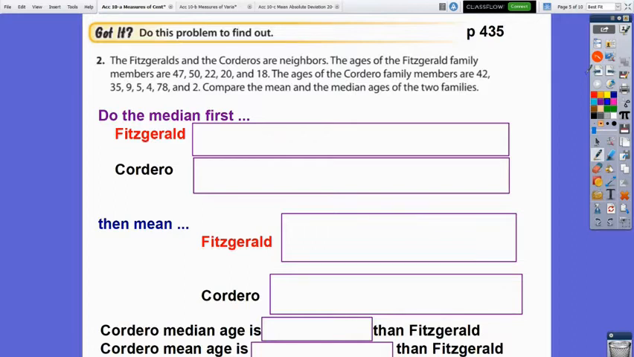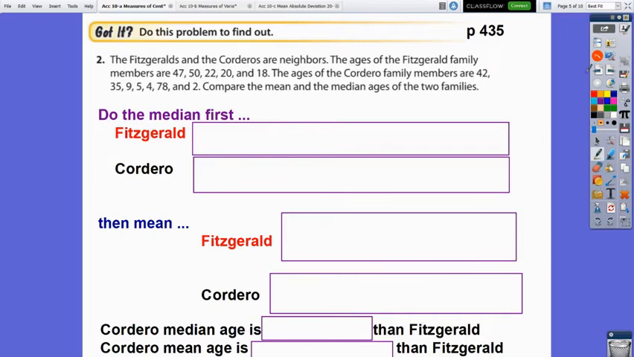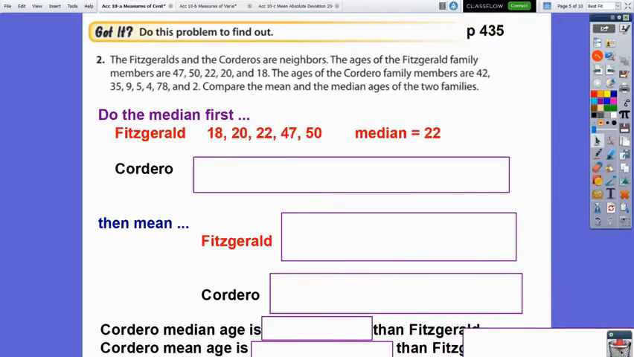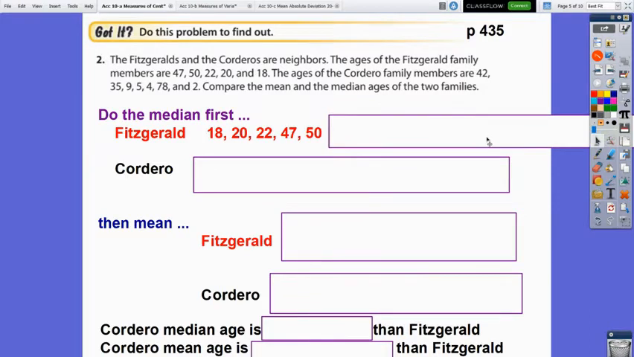So here's a problem. You have the ages of people in the Fitzgerald family and the ages of people in the Cordero family, and you're comparing the means and the medians for these 2 families, okay? The first thing to do when you have a bunch of data like this is to set up for the median. It tells you a lot to put the data in order from least to greatest when it's not given to you that way. So you put them in order from least to greatest. The Fitzgeralds look like this, okay? And oops, shouldn't have given you the answer there.